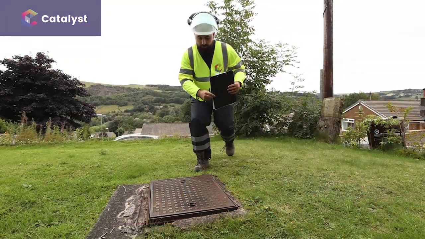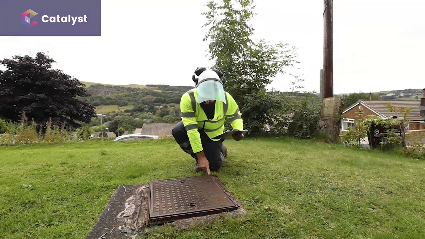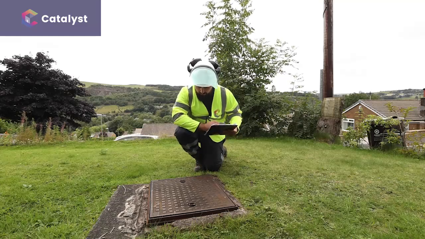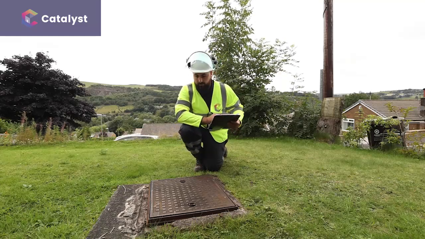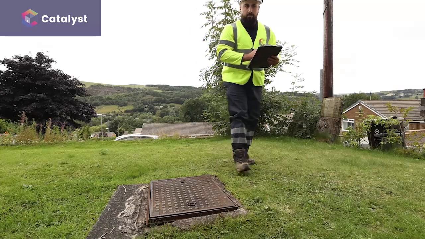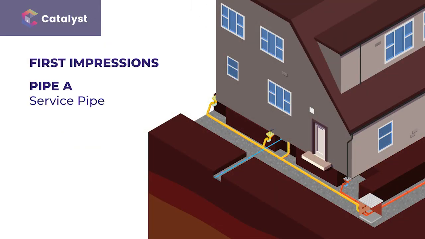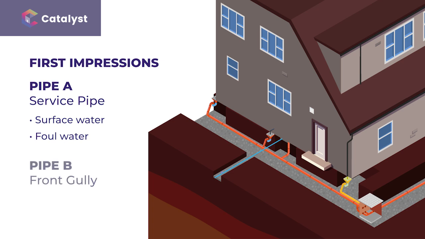Drawing on experience and an initial visual inspection, a drainage engineer can often make a good guess at the structure of the drainage system at a property like this. First impressions here is that a service pipe down the side of the house picks up the surface water and foul water and then empties into the chamber, with the front corner gully feeding into the chamber independently. The only way to be sure, though, is to carry out a thorough CCTV survey.